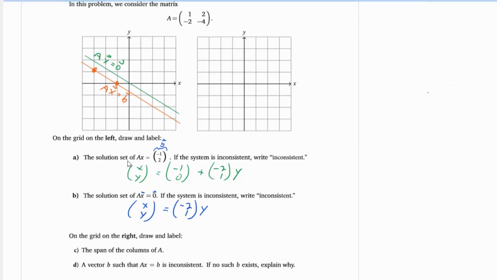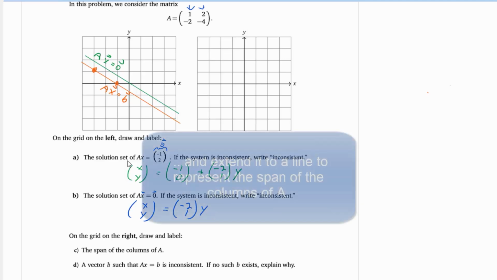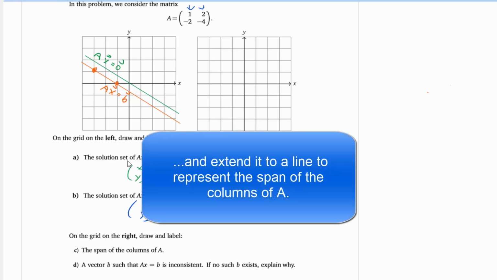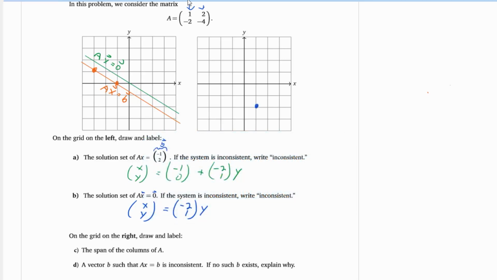And then in part C, you're asked to draw and label the span of the columns of A. But if you look at A, the two columns are, of course, scalar multiples of each other. So the span of the columns of A is just going to be the span of one of these two columns, since they are scalar multiples. So you could, for instance, graph the vector 1, -2. So go over 1, down 2. And that's going to be, of course, a line through the origin. There you go. It's pretty close.